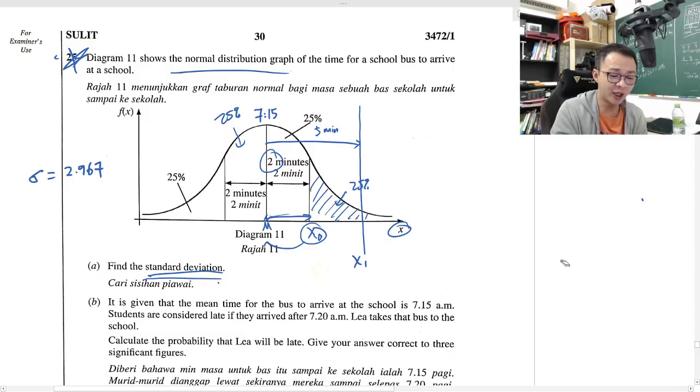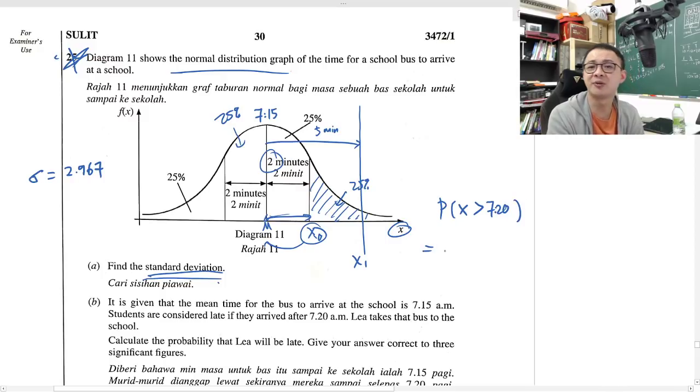Then what I will do here is, okay, I say it's considered late if it is more than 7:20. So I kind of need to find this. The 720 is here, right? Because 715 to 720, I feel not so comfortable to write 720. I prefer to write the x1 here.